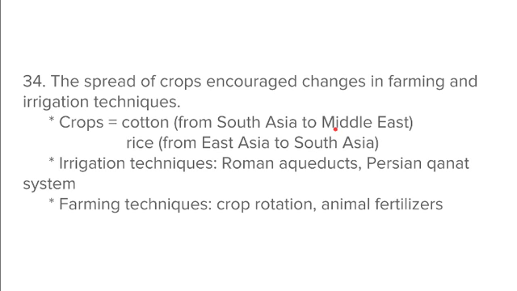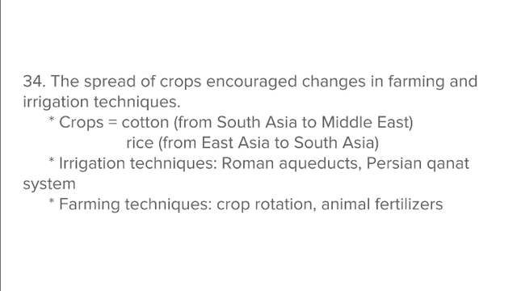Now, we are also going to see that crops are going to spread during this time period, and new ways of farming or new ways of irrigation are also going to diffuse. So, for example, cotton originally starts in India, in South Asia, and it's going to eventually spread through trade and through conquest and contact into the Middle East, and we're going to see cotton plantations and farms develop there.